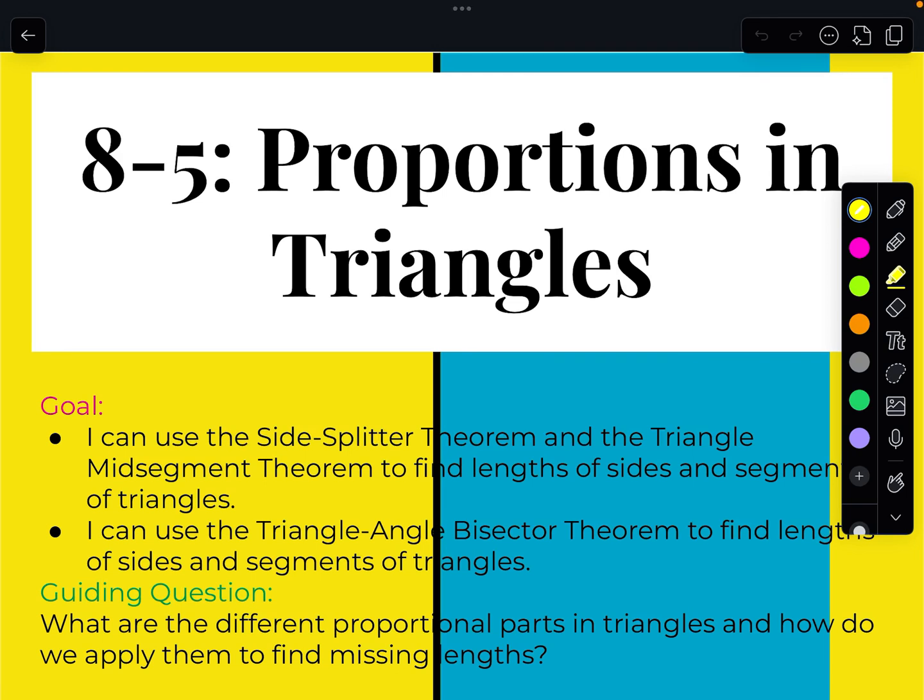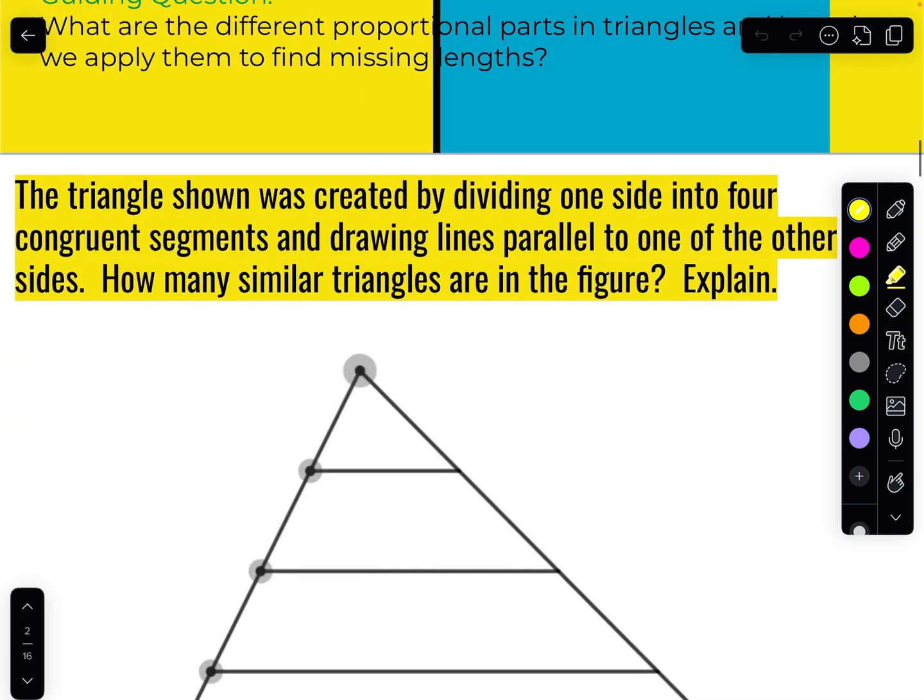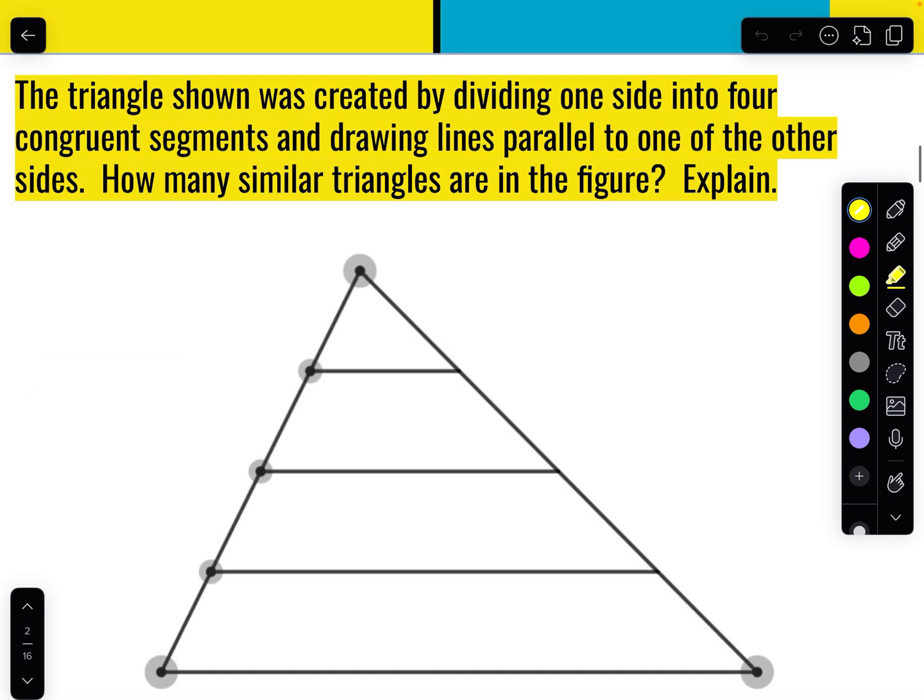Hello friends, today we're going to be talking about proportions that can arise in triangles. So this triangle below was created by dividing one side into 4 congruent segments and drawing lines parallel to one of the other sides. How many similar triangles are in the figure?